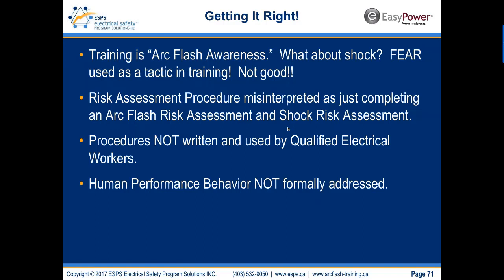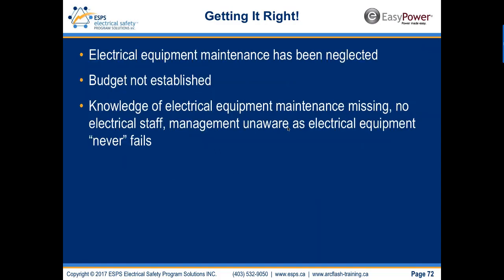Procedures are not written and used by qualified electrical workers. Human performance behavior is not formally addressed. Electrical equipment maintenance has been neglected. Budget not established for that maintenance. The knowledge of electrical equipment maintenance is missing. If there's no electrical staff, management's unaware because the electrical equipment never fails.